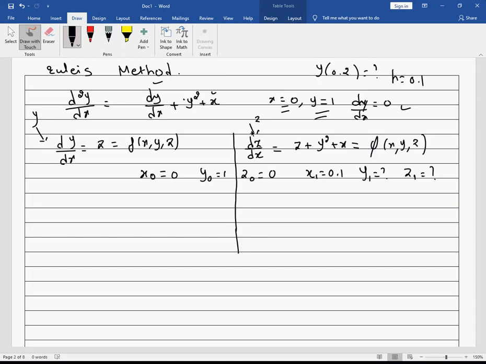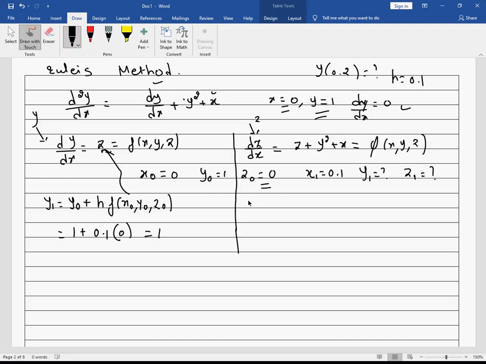So both parameters I am going to get. If I solve this, I will get a z. If I solve this, I will get a y. So therefore, I will write y1 is equal to y0 plus h into f of x0, y0 and z0. Now y0 is my 1, h is my 0.1 and f of x0, y0 is only z. So my z0 value you could see is initially 0, so into 0, so that gives me 1.